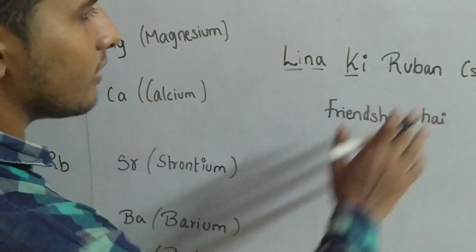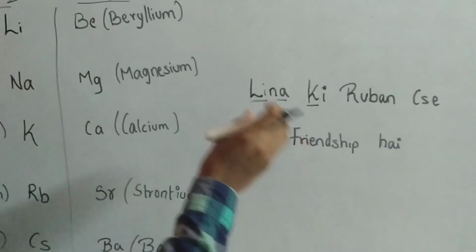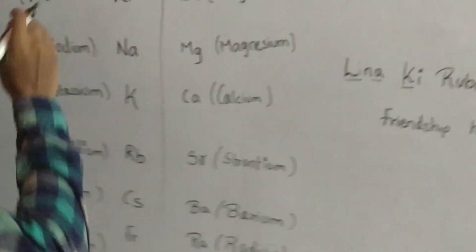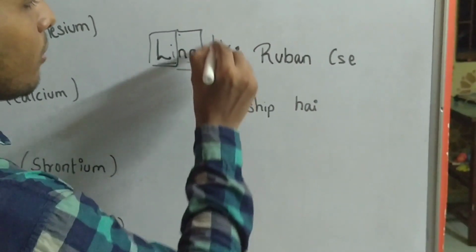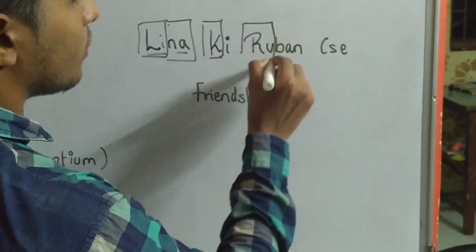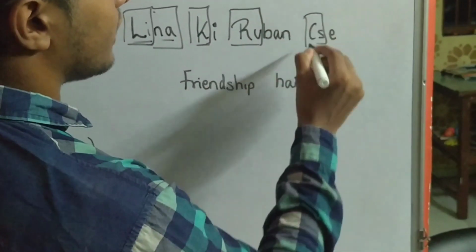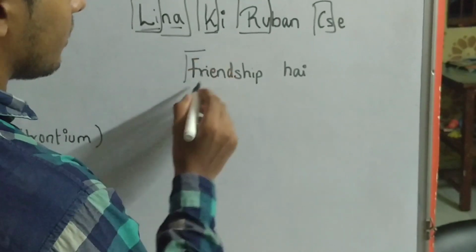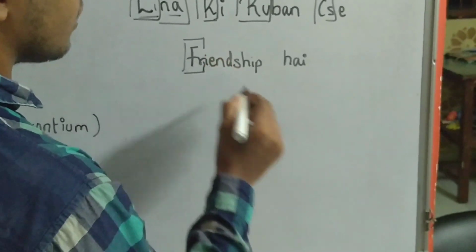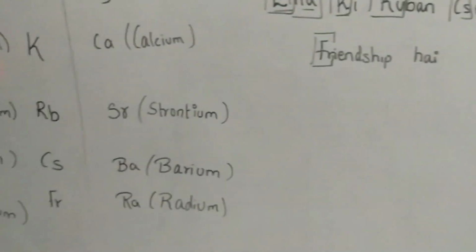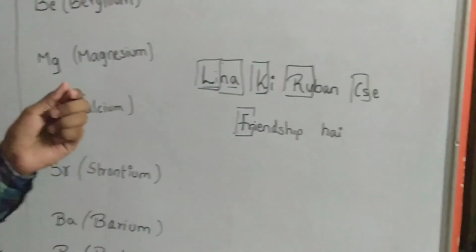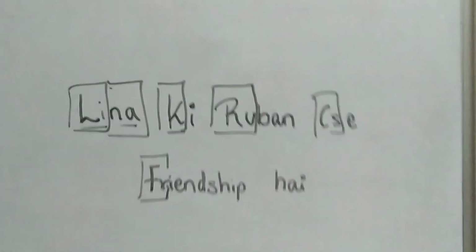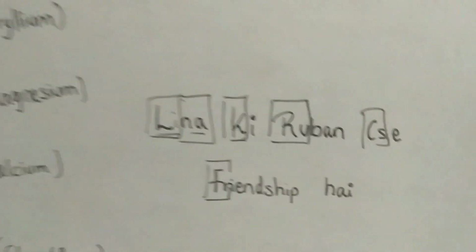Whatever I am writing in this particular line contains all the symbols of these elements: lithium, sodium, potassium, rubidium, cesium, francium. How? Lithium Li, sodium Na, potassium K, rubidium Ru, cesium Cs, francium Fr. All these elements have been written in this line, so you can have an easy technique. You can have more mnemonics on your own also.